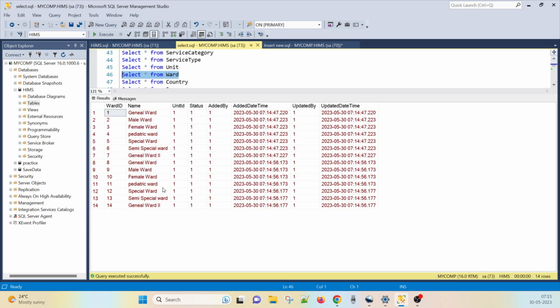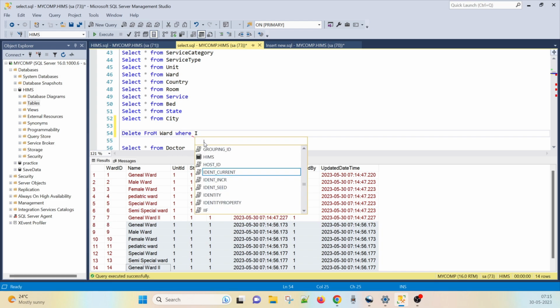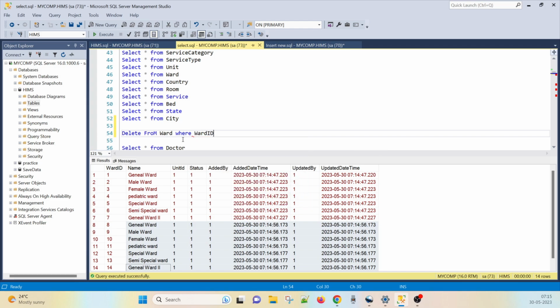Here you will get the ward information. Yeah, I inserted twice. So what I will do, I will delete duplicate records from the table. Delete from ward where ward id greater than 7.